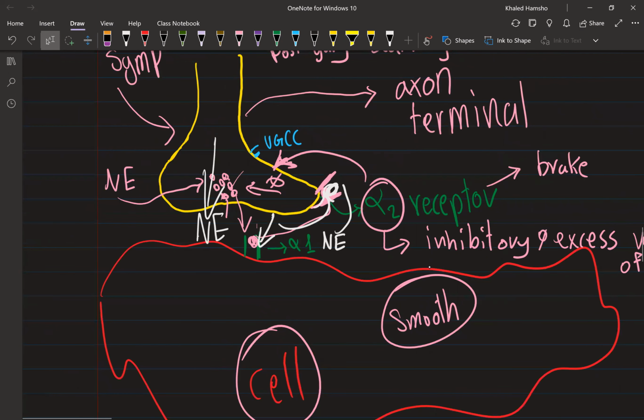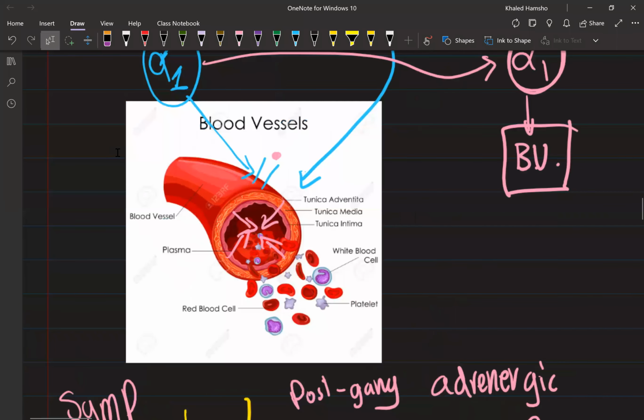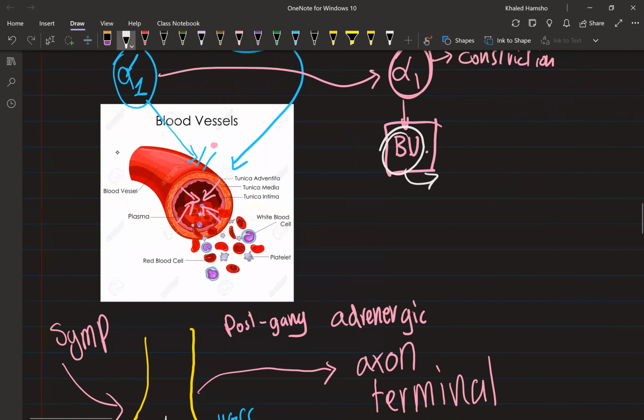All right, thank you. You're welcome. Also, where is alpha 1 exactly? Like you said, beta 1 is in the heart, so where is alpha 1? Alpha 1 is in blood vessels, usually. Okay, blood vessels.